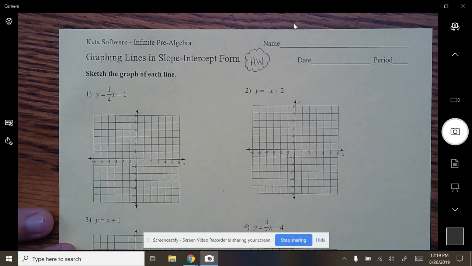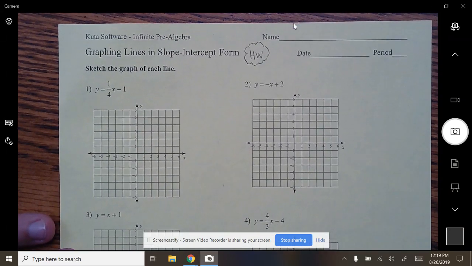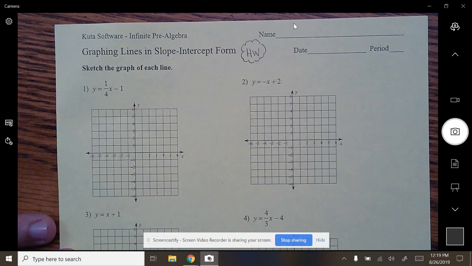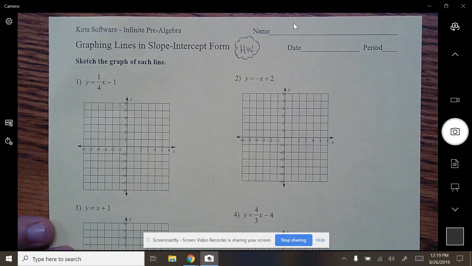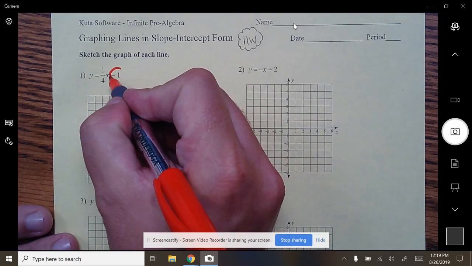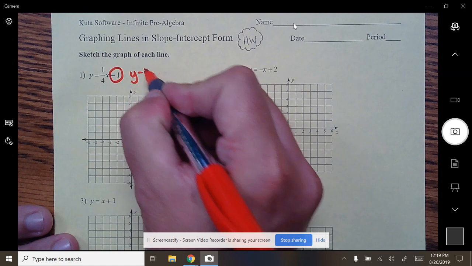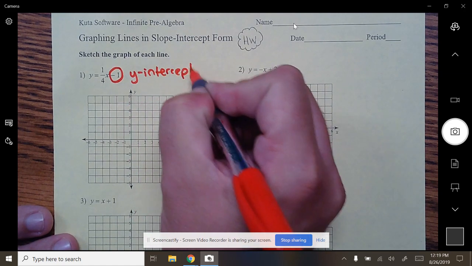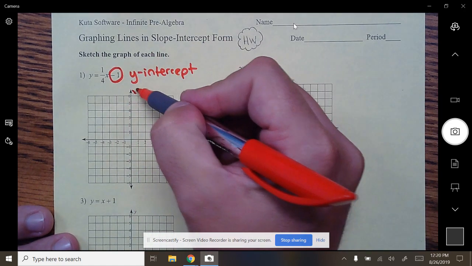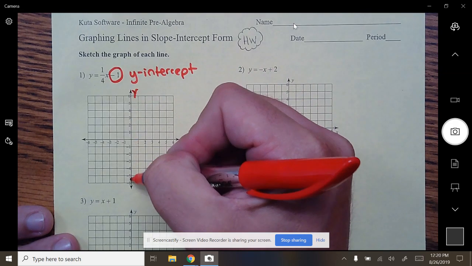Alrighty, so you're looking at the homework I gave you for tonight. I want to go through probably half of it with you and have you finish the other half on your own. The main thing I want you to understand is how to identify the y-intercept. Your y-intercept is where it touches the y-axis. Your y-axis is this vertical line in the middle.